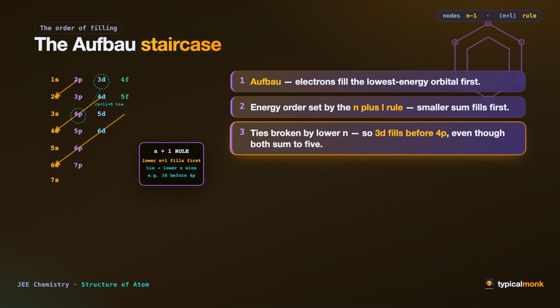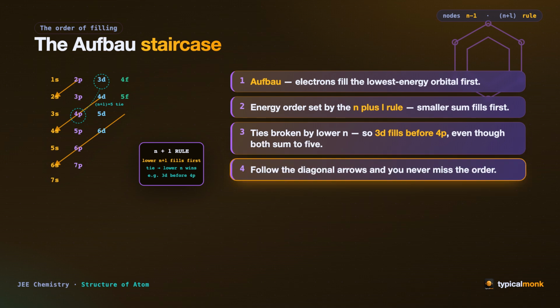Look at the two dashed circles on the staircase, that is the tie we just solved. Fourth, the practical trick. Just follow the diagonal arrows down the staircase, one after another, and you will never get the order wrong. Lisa used to memorize the sequence by force and kept slipping. The day she started drawing the arrows, the order became automatic.